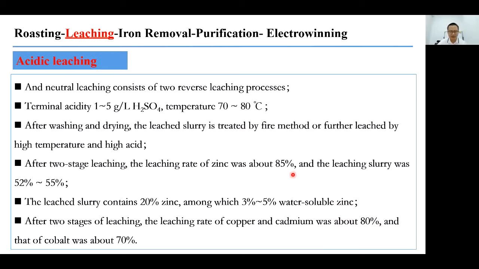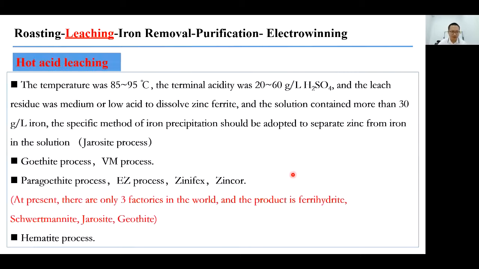better performance. So some new technologies have been developed in the first stage, hot acid leaching. The temperature was even higher, almost reaching the boiling point of the ambient solution. The terminal acidity is 20 to 60 grams of sulfuric acid. So there is a very strong acid and very high temperature. So the leaching residue can very well dissolve zinc ferrite.